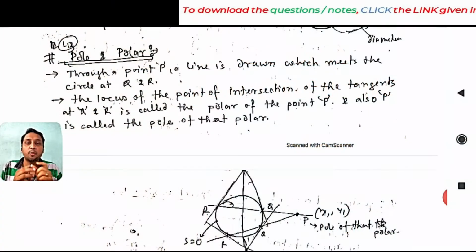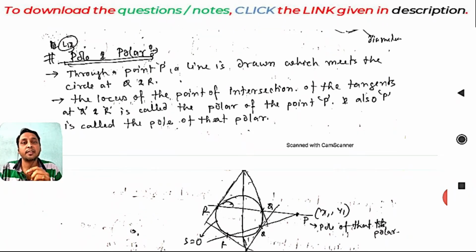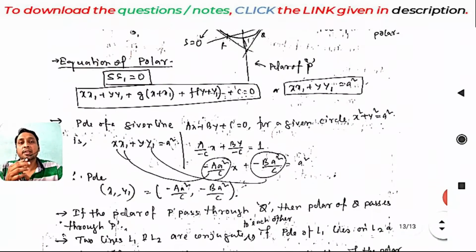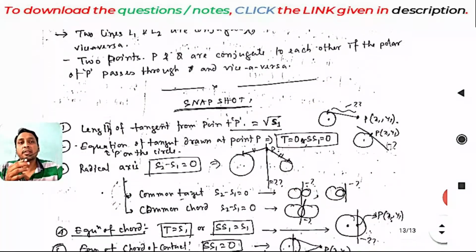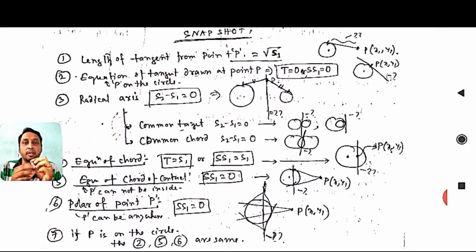Okay students, welcome all to this new lecture in the intermediate level where we are building concepts for JEE Main and Advanced. Today we will see pole and polar, what the meaning of pole and polar is with respect to a circle, and let's discuss this. Then we will see the snapshots of what we have learned till now, just a little snapshot so that you can remember the formulas easily. Okay, then let's see this.